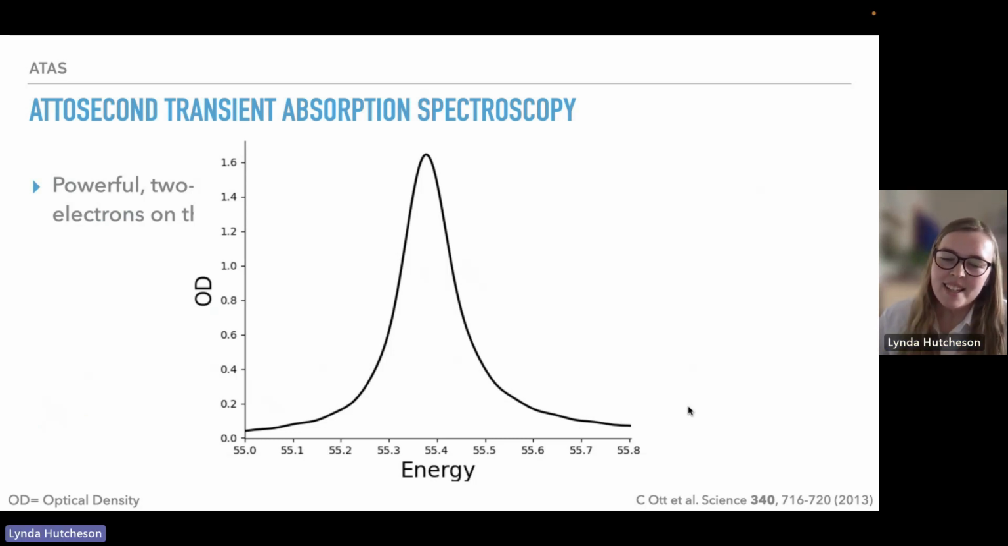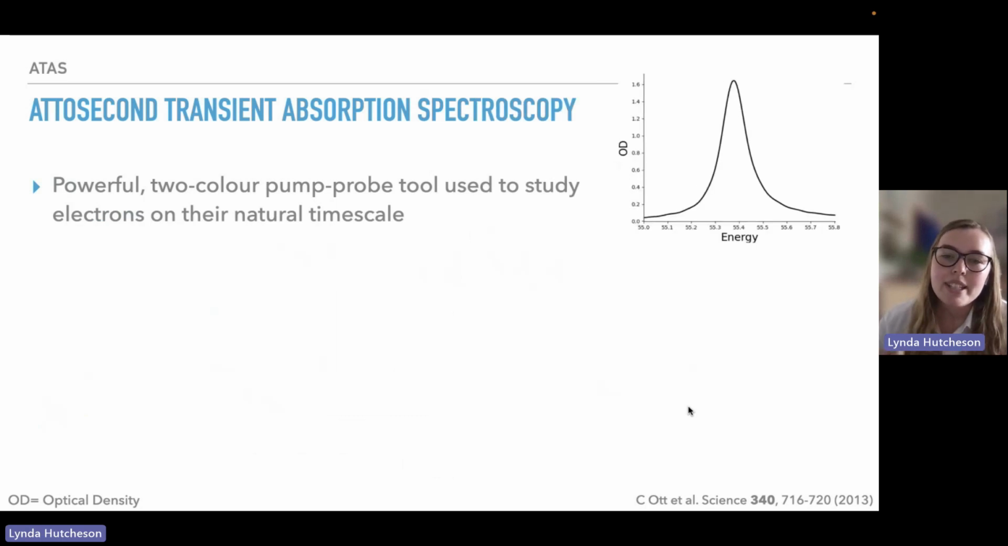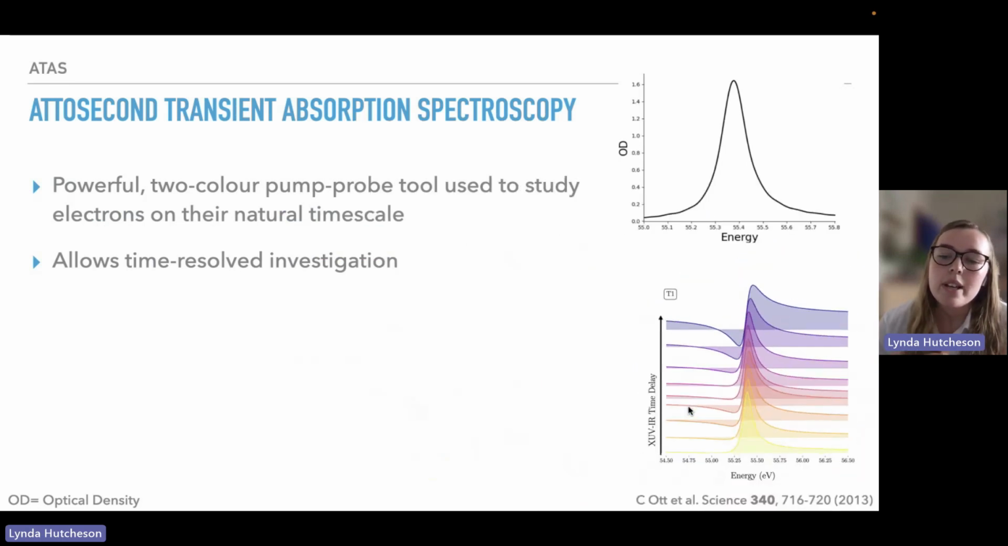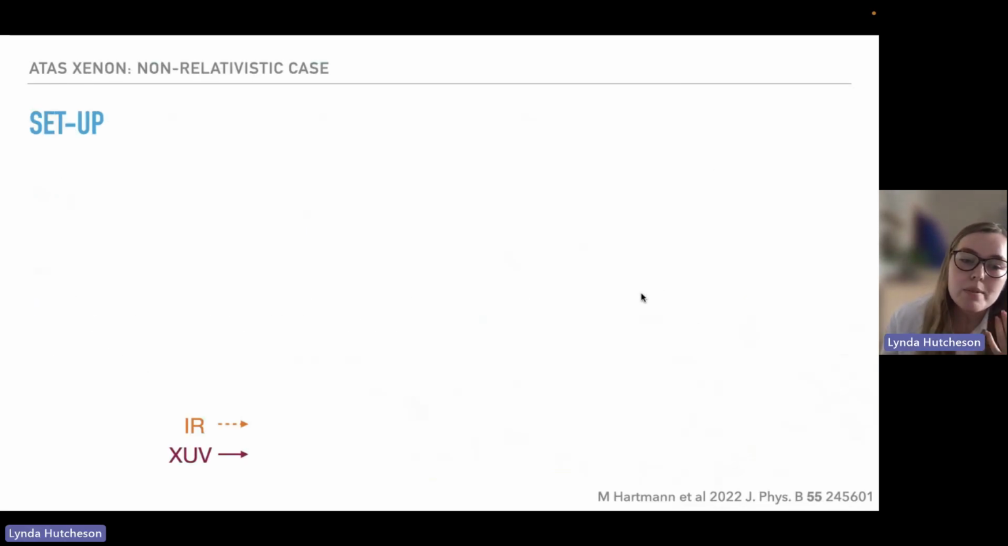What's really nice about ATAS is that because it's two-color, we can have time-resolved investigation. So we can vary the time delay between our two pulses and look at how things change over time. We can start with something that looks quite Lorentzian, and then as we change the time delay between our two pulses, we could end up with something that looks quite Fano. And a Fano profile is indicative of some interference which is happening. What's really nice about ATAS is that the observable is not an electron, so we can look at processes such as strong field ionization with it.